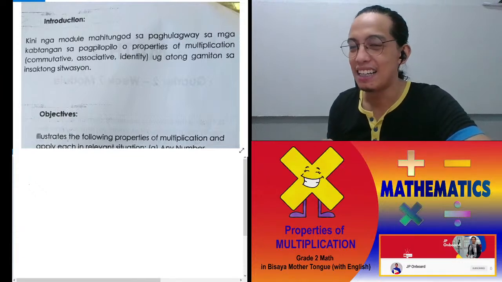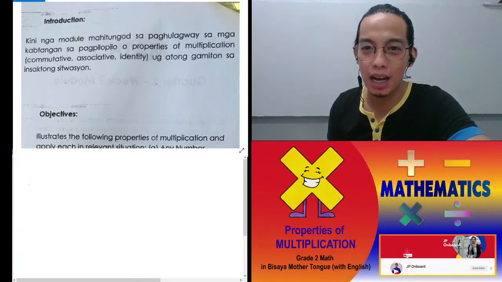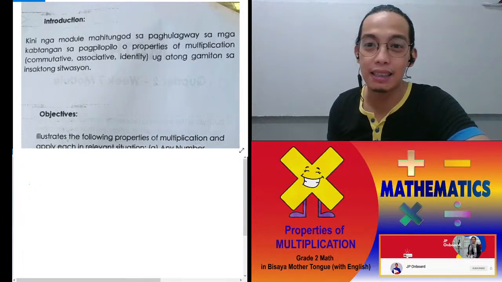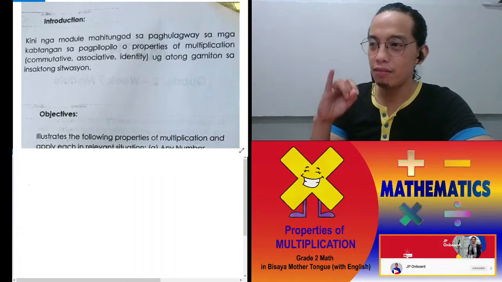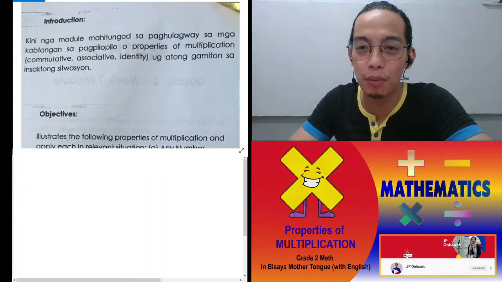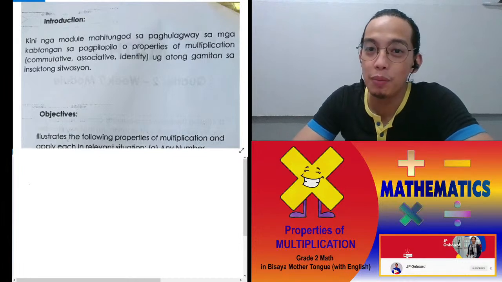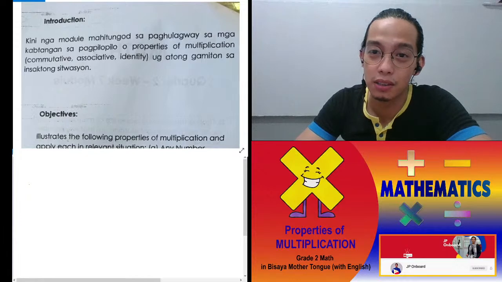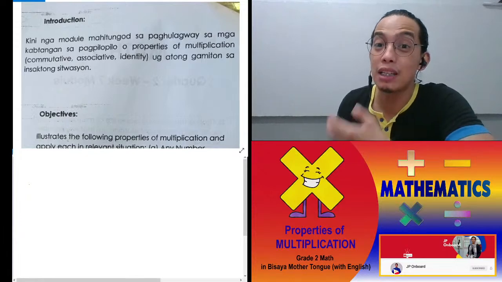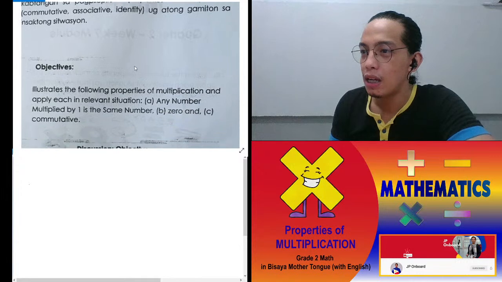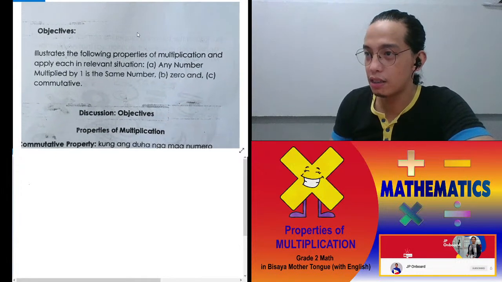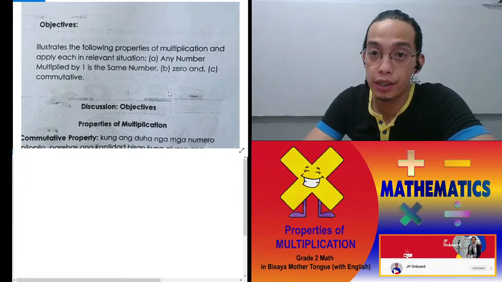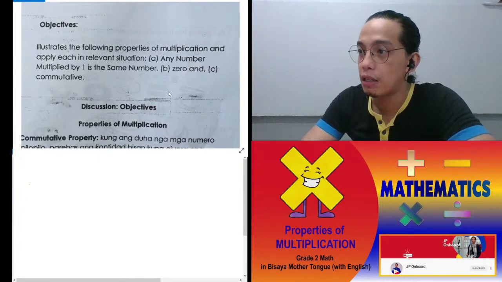So we have three properties that we'll be talking about. It's commutative, associative, and identity. Okay? Commutative, associative, and identity. To look at properties of multiplication that we'll be using in different specific situations. Okay? The objectives: illustrate the following properties of multiplication and apply each in relevant situations. So we'll try to discuss and illustrate these properties.